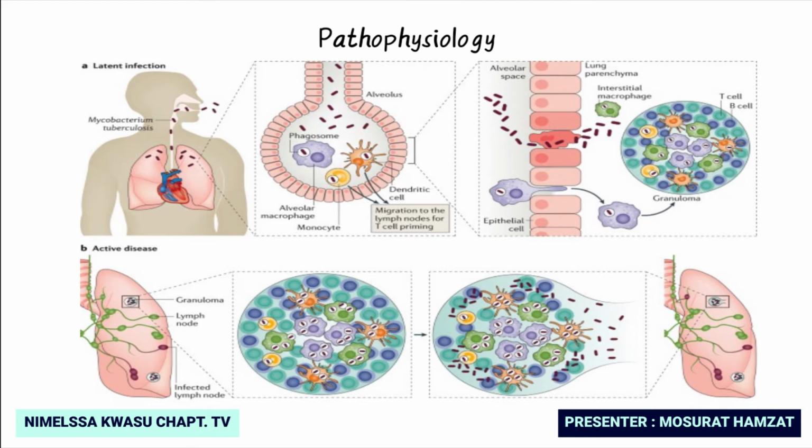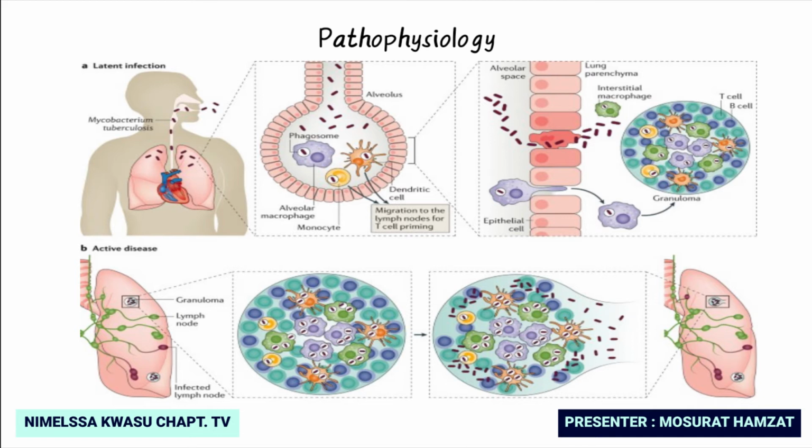Once these dendritic cells and the macrophages cannot destroy the bacilli, the bacilli will enter into the interstitial space, either through direct migration of the bacilli into, if you look at this diagram, this interstitial space or lung parenchyma, or they can also get there through the migration of the infected dendritic cells.